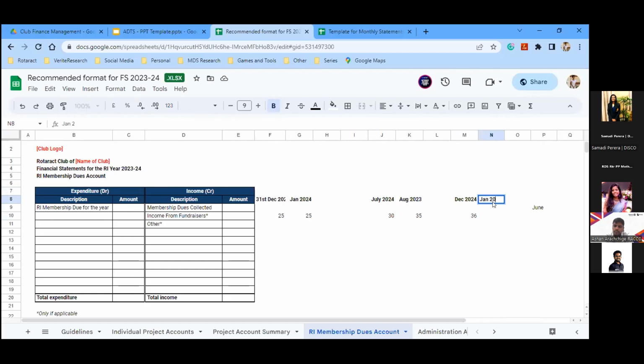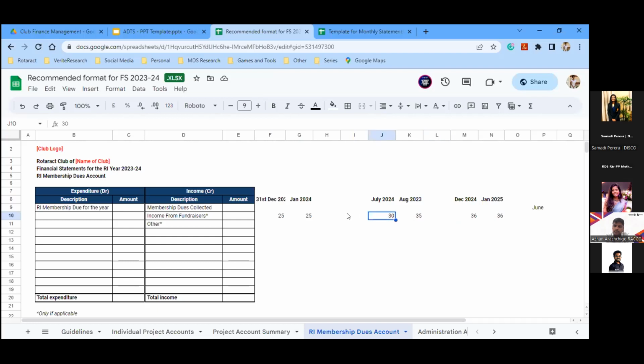In January 2025, you will be sent an invoice asking you to pay RI dues for 36 members. But you initially only paid for 25 members, and between that one year, 11 members have joined. They have joined in various months in the year. This is where your pro rata comes into action.